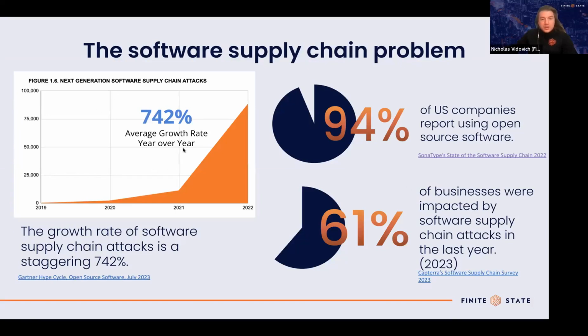This screen is showing you that we've got a very increasing amount of software supply chain attacks happening over the past years, and we expect this to continue to grow. 94% of companies report they're using open source software, and we're going to talk a lot about where that software comes from, how you keep track of that software and understand where it's coming from in the supply chain for your software. 61% of businesses report that they're impacted by software supply chain attacks in the last year. So this is really a very big problem. That's something that we're really focused on solving here at Finite State. And we're actually excited to show you some of the developments that we're making in the AI space specifically to address some of these problems.